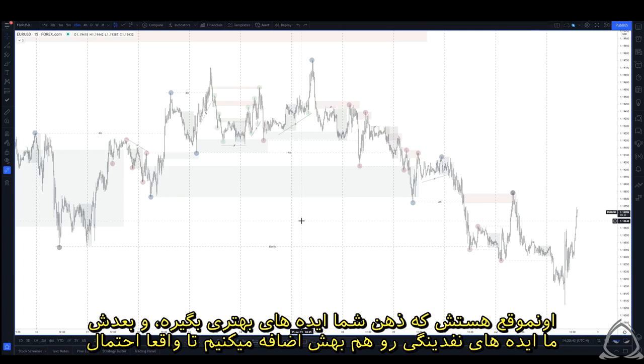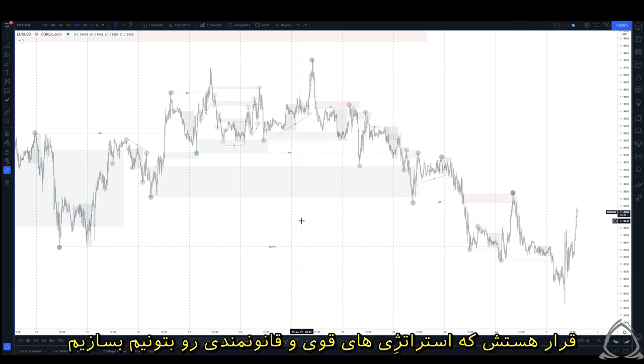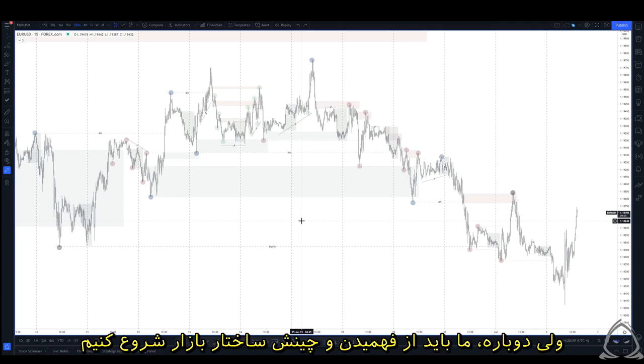Then we'll start throwing in liquidity concepts to really start to improve the odds of where price is bound to go, and start to throw in advanced supply and demand techniques using supply and demand zone flips, where we're going to be able to build a very robust and rule-based oriented trading strategy. But again, we need to start at understanding and mapping out market structure.